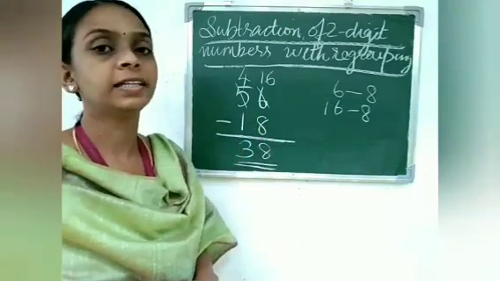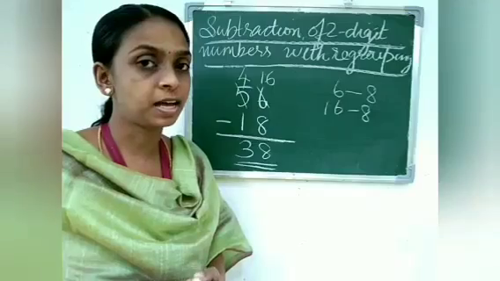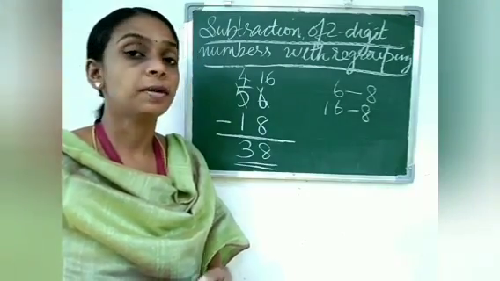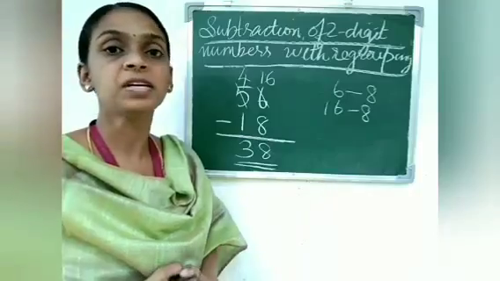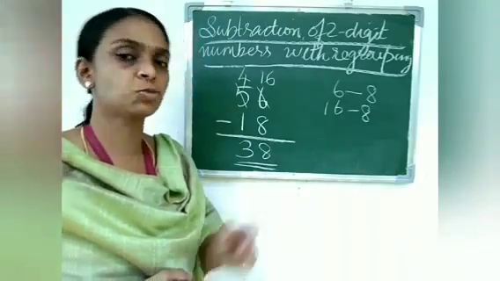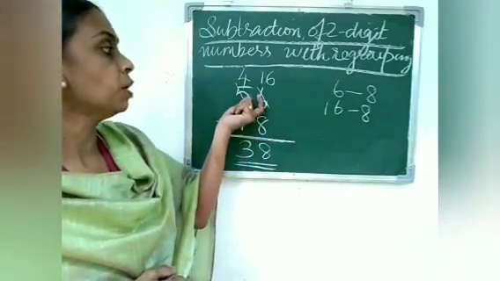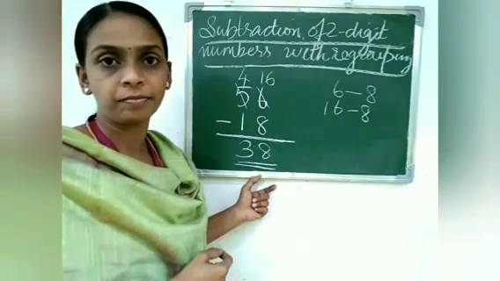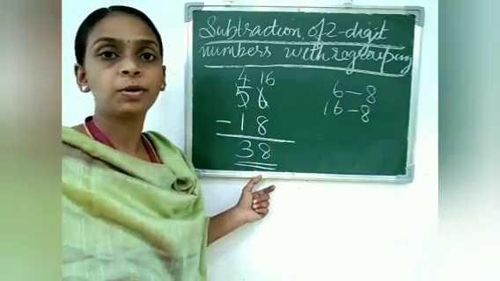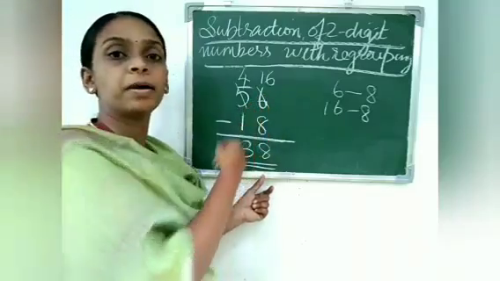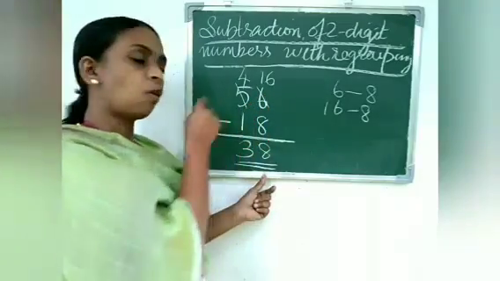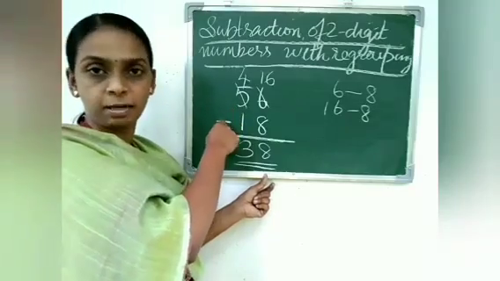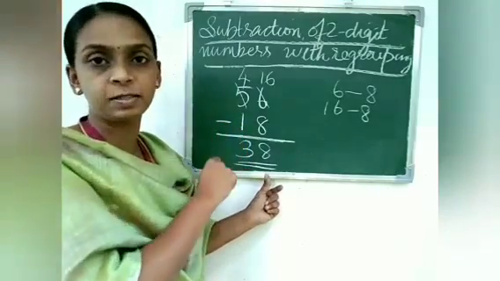Here the numbers in the ones place are 6 and 8. So we are not able to subtract 8 from 6, because 6 is the smaller number. We are not able to subtract a bigger number from a smaller number. So for that we borrow 1 from the next place, that is from the tens place.